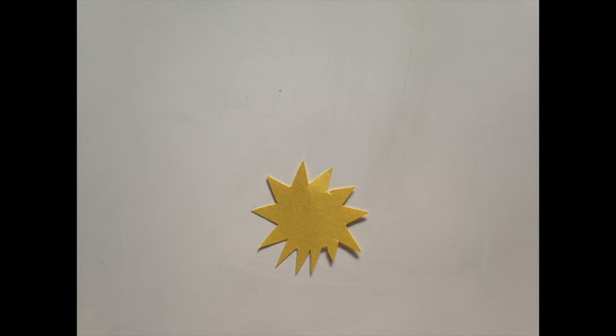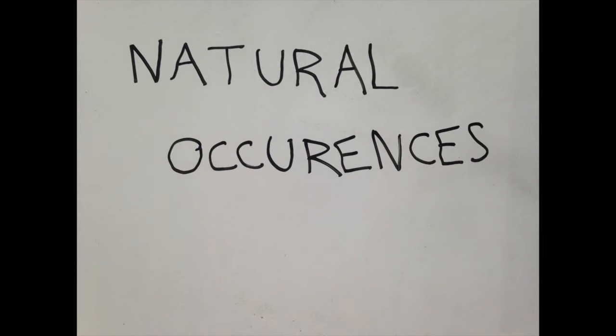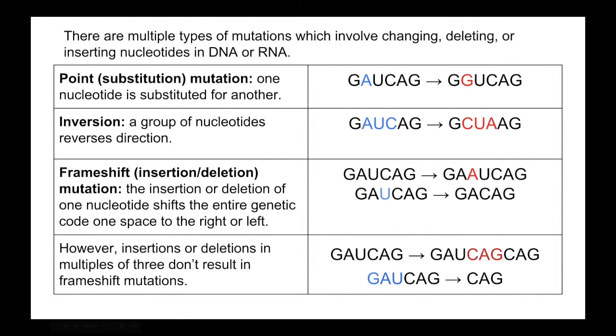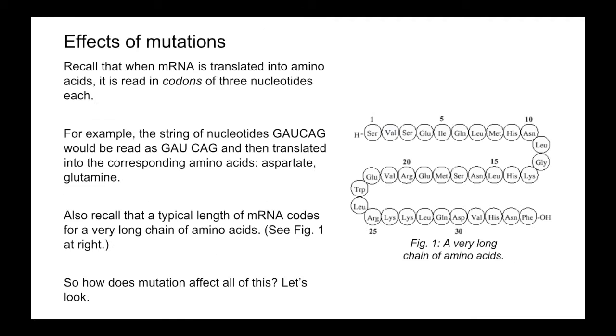Mutations. What causes mutations? Various things such as radiation, chemicals, or natural errors in replication or cellular division. These mutations insert, delete, or move nucleotides in DNA. There are various types of mutations with various effects. The main thing, of course, is how the mutation affects the string of amino acids that will be created. The simplest type of mutation is a point mutation, where just one nucleotide is changed.